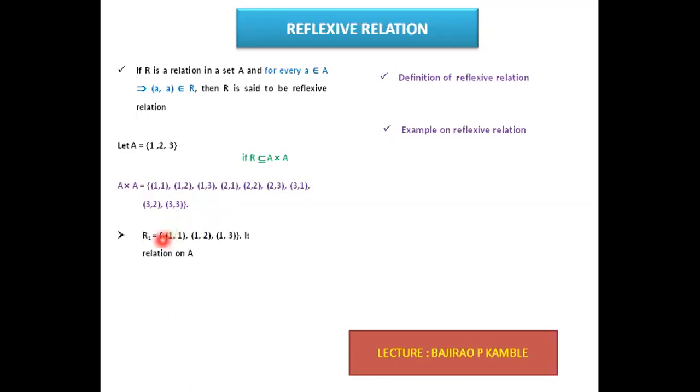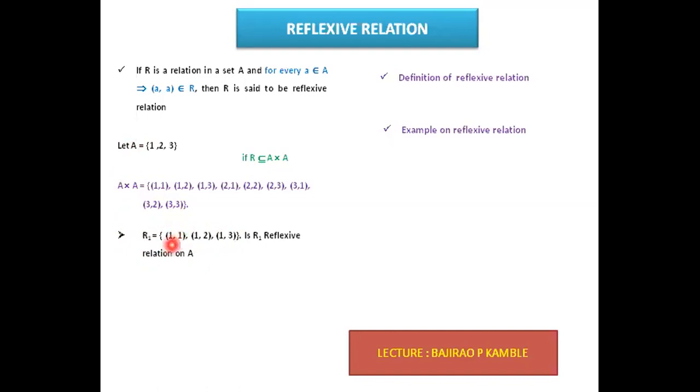On the basis of the A cross A set, we can define some more relations on set A. So let us take set R1 equal to {(1,1), (1,2), (1,3)}. Is R1 a reflexive relation on set A? First, we must check that R1 is a relation on set A. When you say that R1 is a relation on set A, every element in R1 must be there in A cross A.